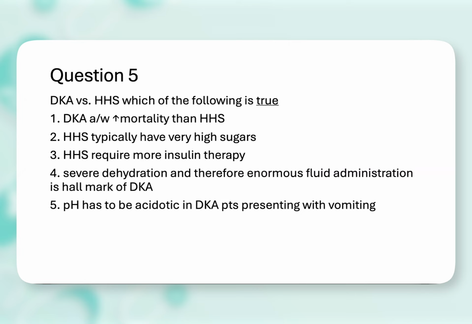Severe dehydration, as I said, is a hallmark of HHS. And for pH, in a patient with vomiting, they can have mixed disorders. They can have metabolic alkalosis because of loss of gastric acid, and therefore they can have a mixed metabolic alkalosis and acidosis, respiratory acidosis and alkalosis. So they can have a normal pH as well. So don't rely only on the pH for diagnosing a DKA patient.